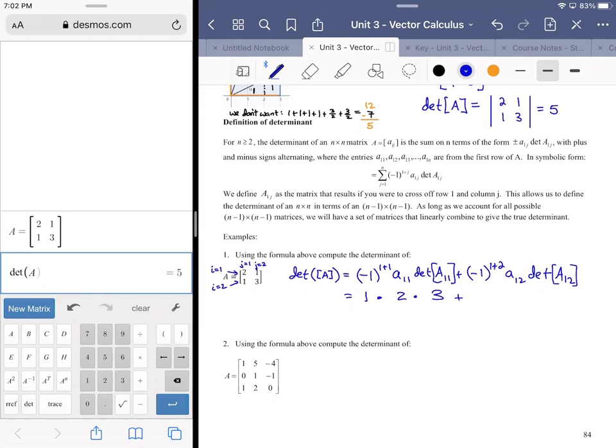Plus -1 to the third power is -1. The entry in row 1, column 2 is 1. So the determinant of everything that remains, if you eliminate row 1, column 2, there's only one value there, so it must be the number 1.